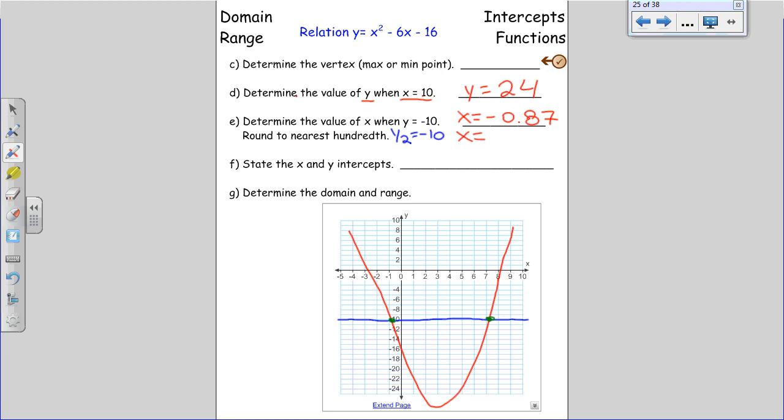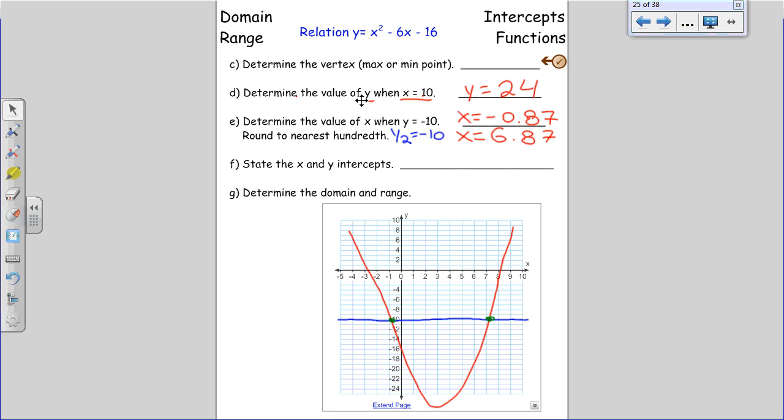Alright, that's finding x values when given y values. We don't have to do that a lot, but it is a useful tool. Alright, F. State the x and y intercepts. We're going to start with y-intercepts. But before we do anything, we're going to delete this second line out. Remember, we don't want to have too many lines on our calculator when we're working with it. Sometimes that screws things up. So once I'm done using the second line, I delete the second line.